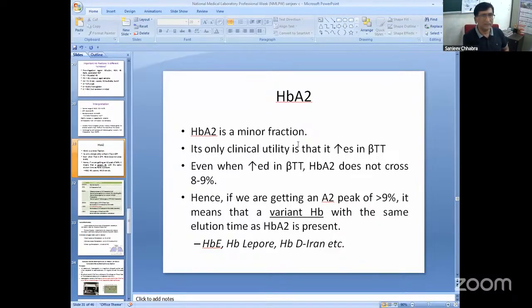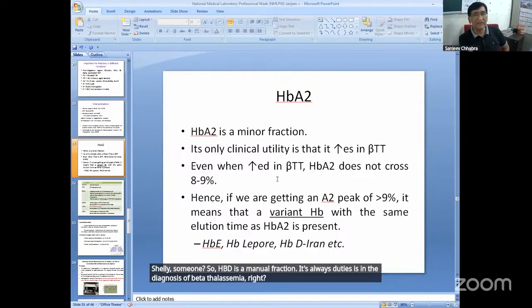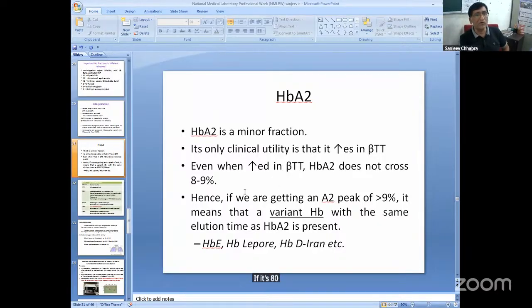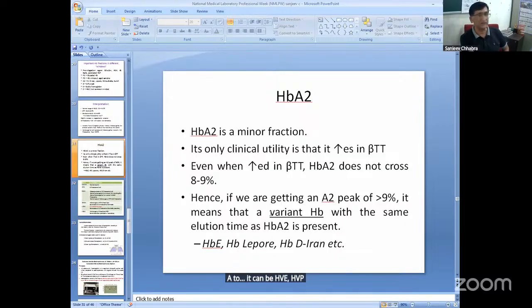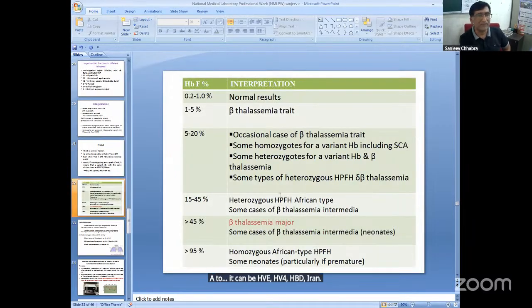Shall I sum up? So HbA2 is a minor fraction. Its only duty is in the diagnosis of beta thalassemia trait. HbA2 cannot be more than 8 to 9%. If it's more than 9%, we can think of a variant operating along with the A2. It can be HbE, HbD Punjab, HbD Iran. So F can be like that.